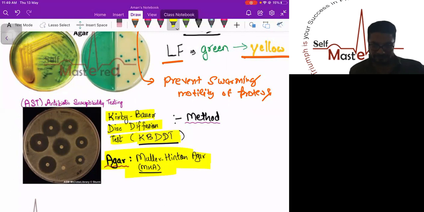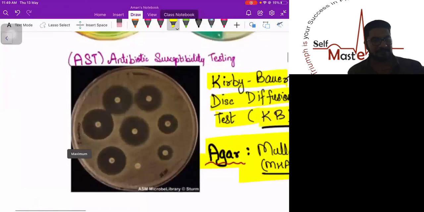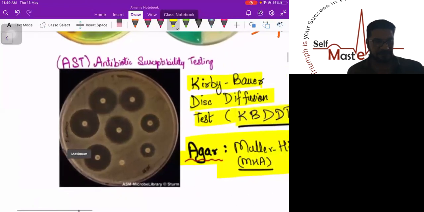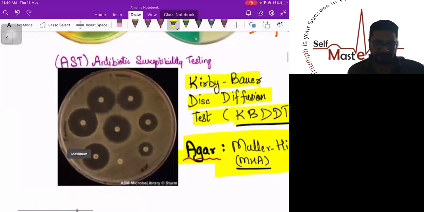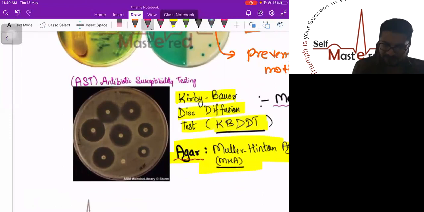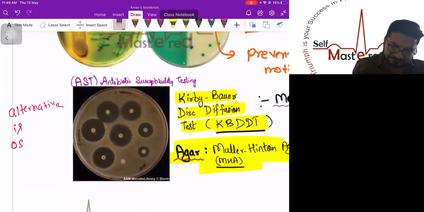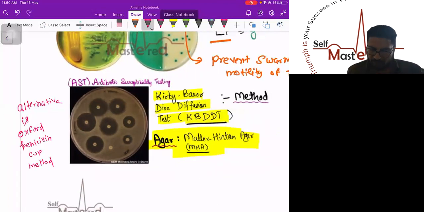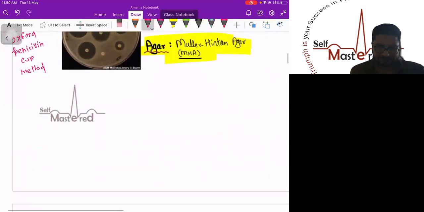We use this test. So understand this, they can give you an image-based question on this topic. That is, antibiotic susceptibility, you can test by which method? You can test antibiotic by the Kirby-Bauer disc diffusion test. So these are the culture media. The alternative to this Kirby-Bauer disc diffusion test is the Oxford penicillin cup method.